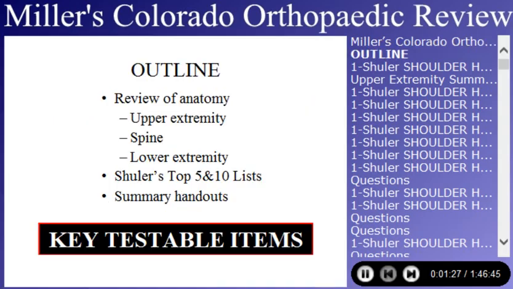The way I've broken up this lecture is we're going to begin with the upper extremity first, then go to the forearm, then the spine, then the lower extremity. At the end of each section, I have my top 5 or 10 list. Those highlight the top 5 or 10 points that I feel are key testable items. There are summary handouts also provided, and we are going to focus on the key testable material.